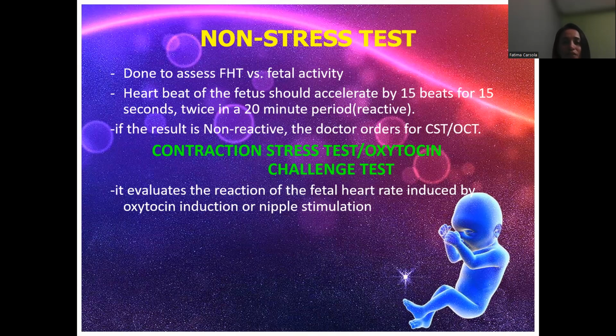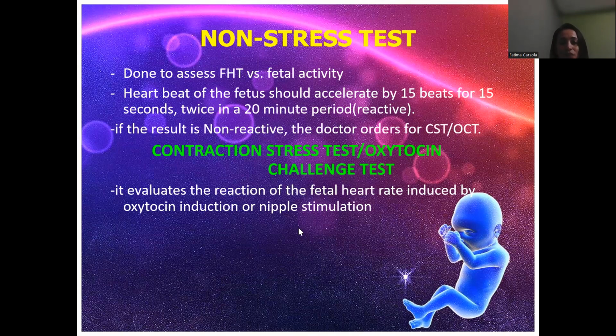After the contraction stress test, they could just stop it so that the mother will not have preterm labor. For the oxytocin challenge test, they could give 1,000 ml of D5LRS, or 5% dextrose in lactated Ringer's solution, incorporating 10 units of oxytocin in it. When the oxytocin is incorporated, it will stimulate contractions and you can test the FHT versus the contraction.